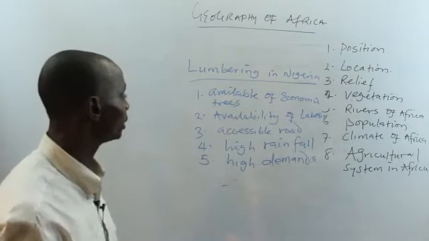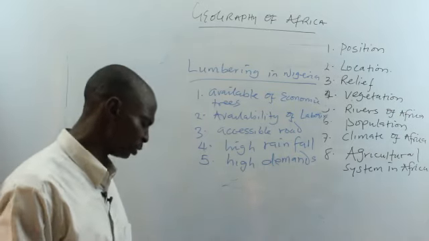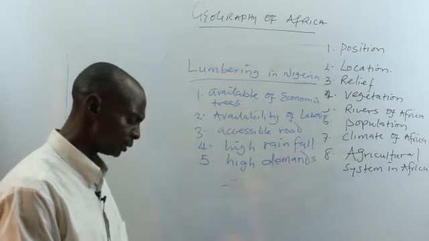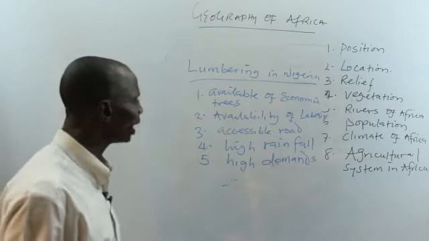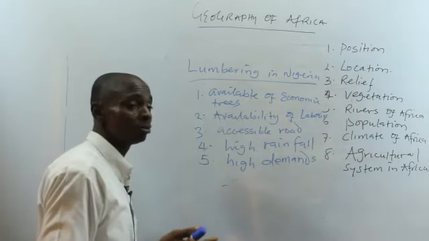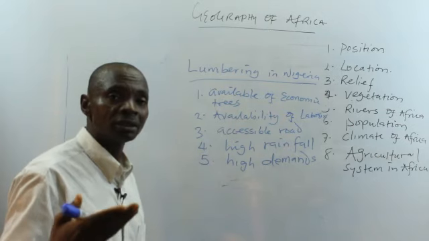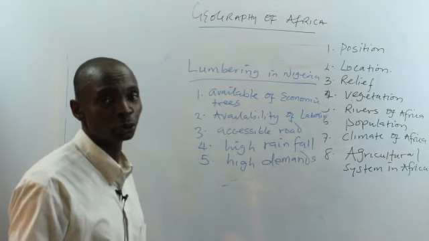Now let's talk about the problems. What are the problems of lumbering in Nigeria? Number 1 is lack of or inadequate accessible road.